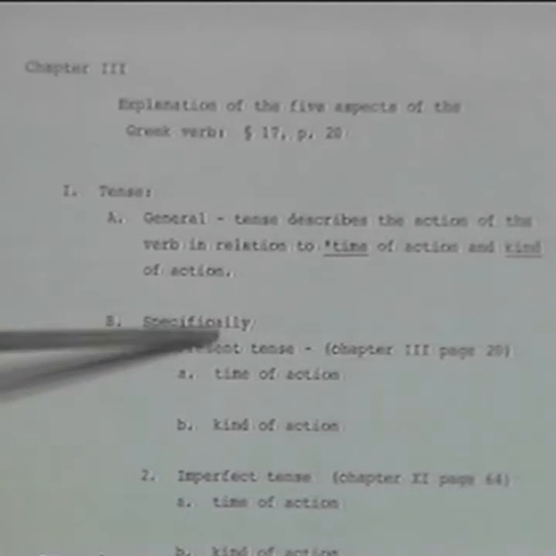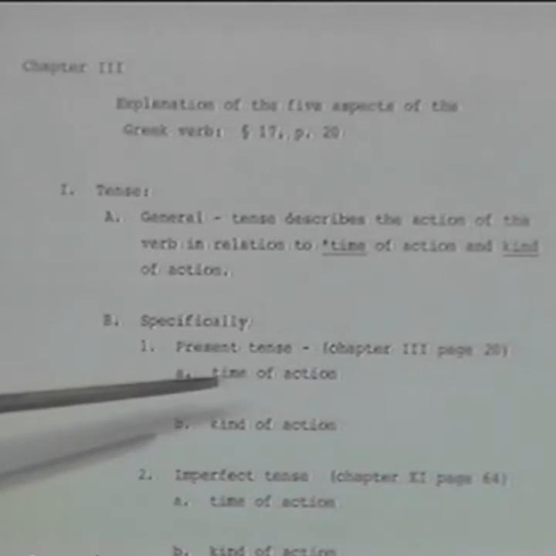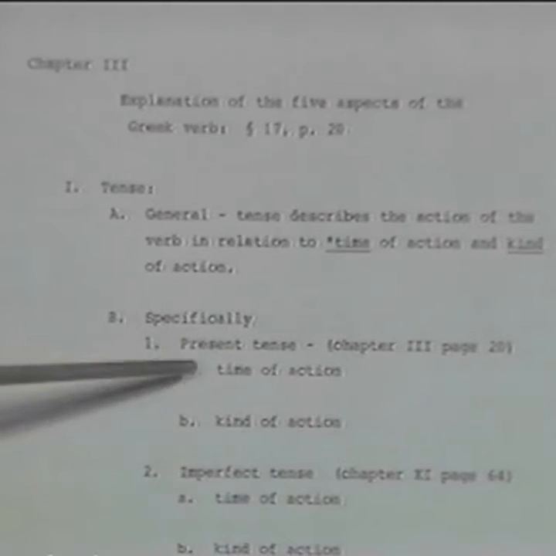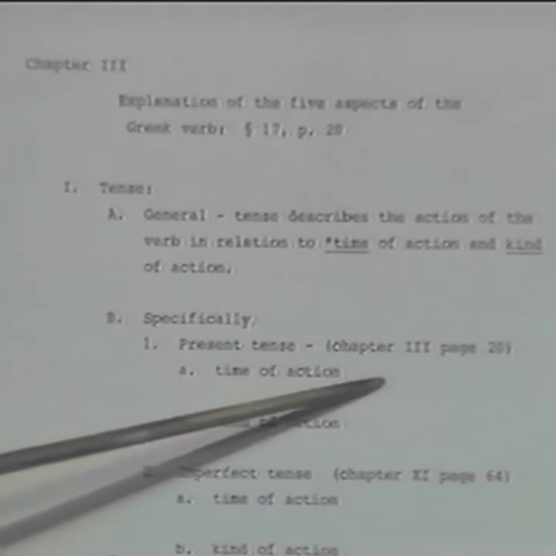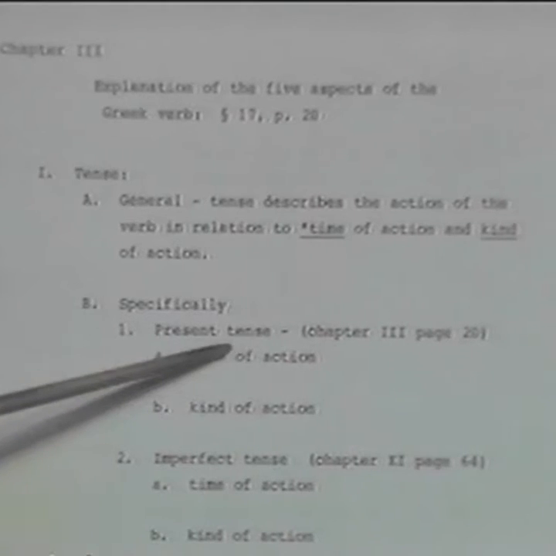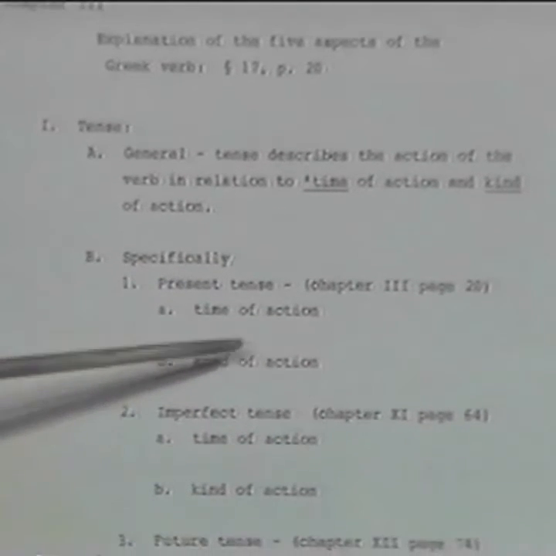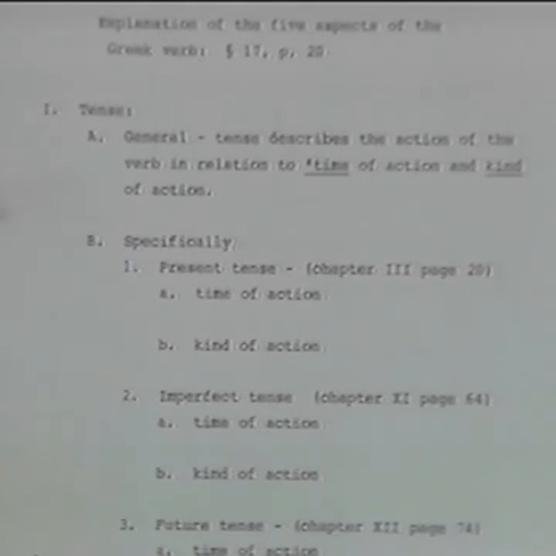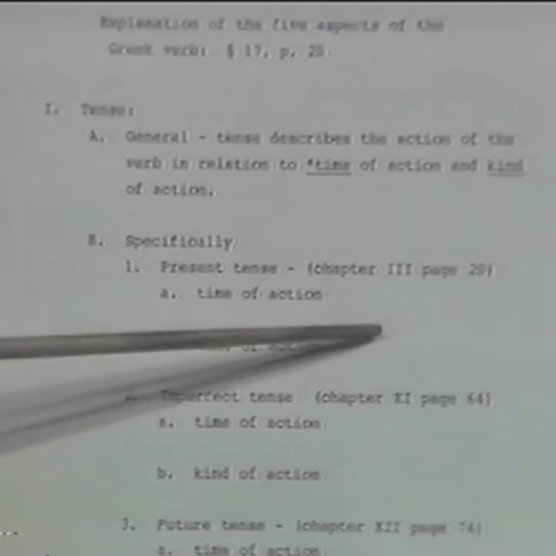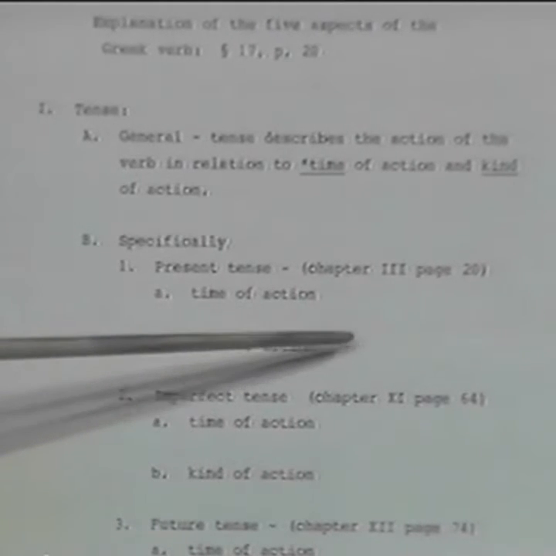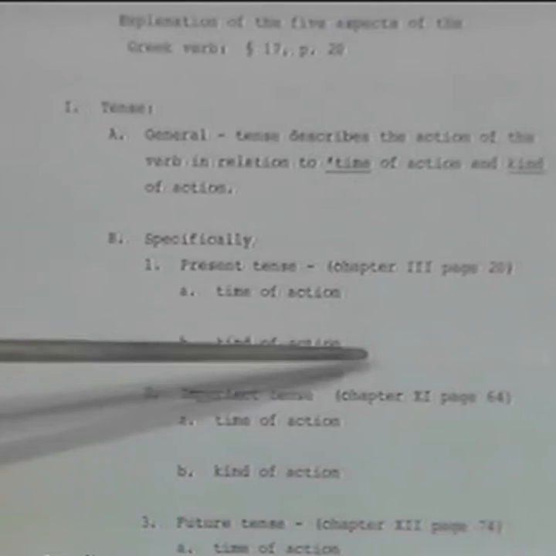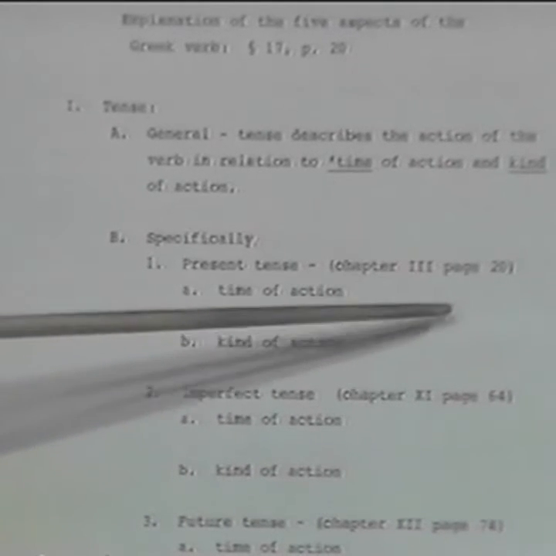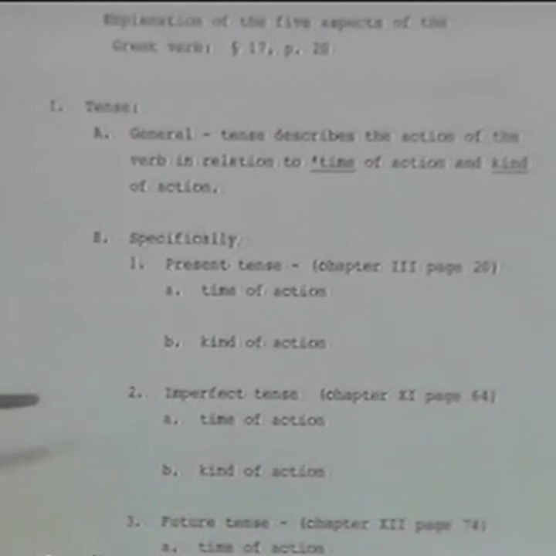This is what we're studying in this chapter. Present tense. What time is it? Well, in the indicative, the time of the present tense is the present time. So in your workbook, write out here, present time. Time of action in the present tense is present time. Kind of action is continuous. You can represent that by a dotted line. Continuous action. Continuing. Now, that's true in one aspect, but it also refers to point of action. So, continuous action and point of action in the present tense.